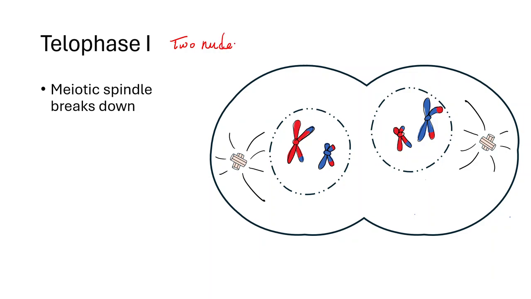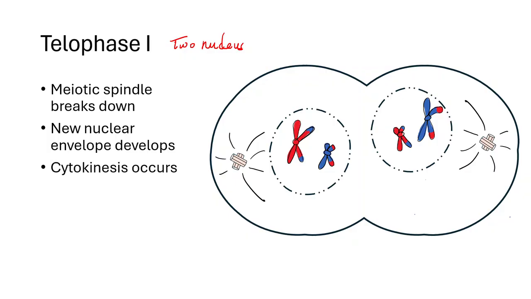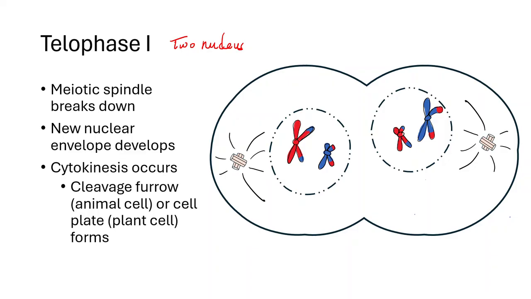Just like in mitosis, telophase ends with two nuclei. You have the meiotic spindle is going to break down. New nuclear envelopes will form. You'll have some cytokinesis happening at the same time, which means that if it's an animal cell, it'll form a cleavage furrow. Obviously, these that I've depicted here, those are all animal cells. If you have a plant cell, on the other hand, a cell plate will form.